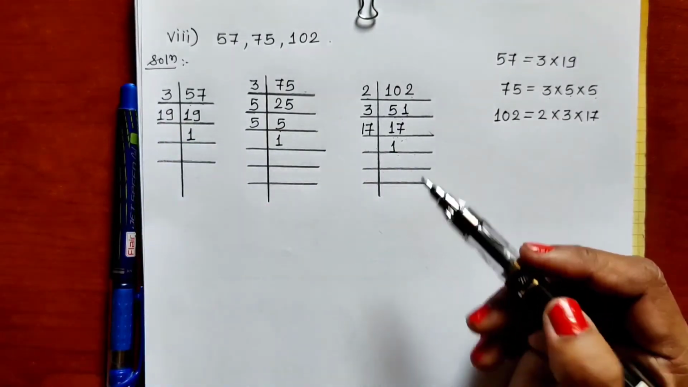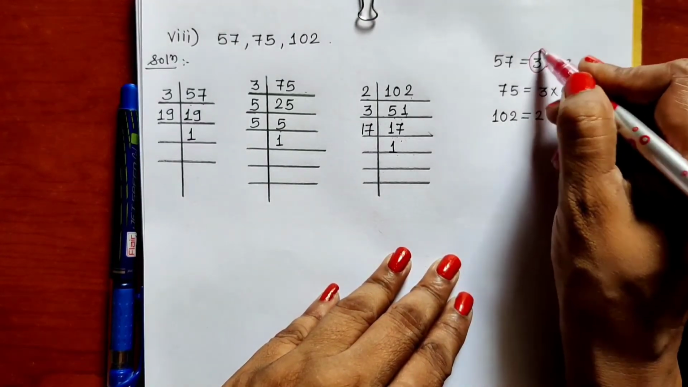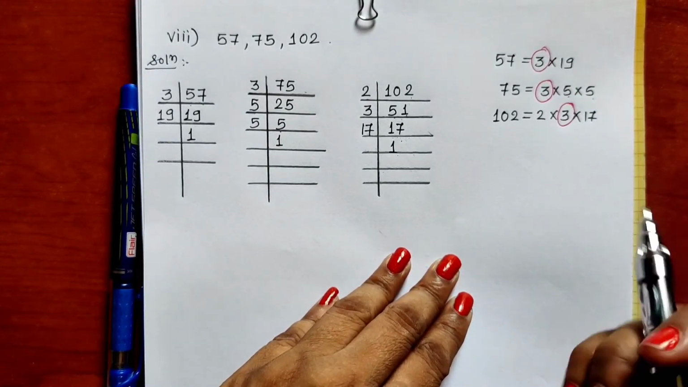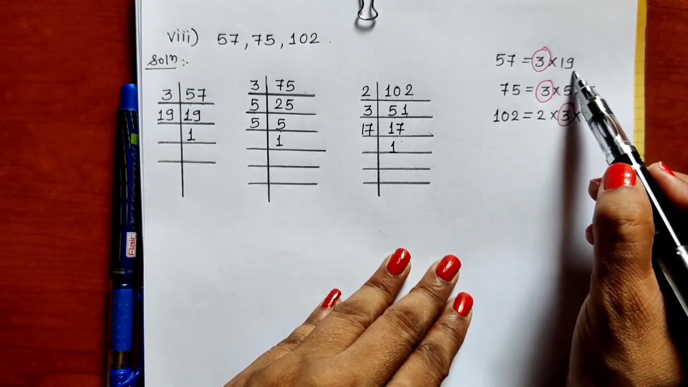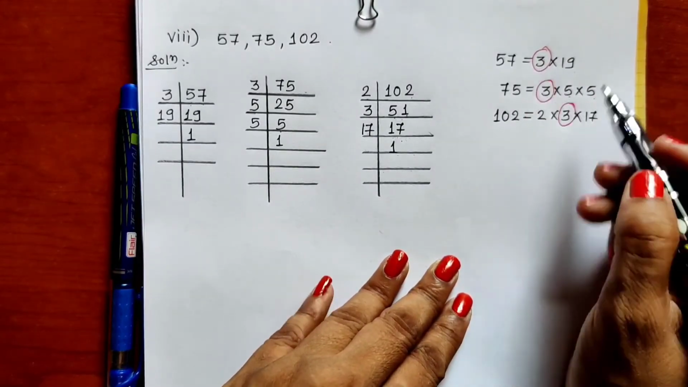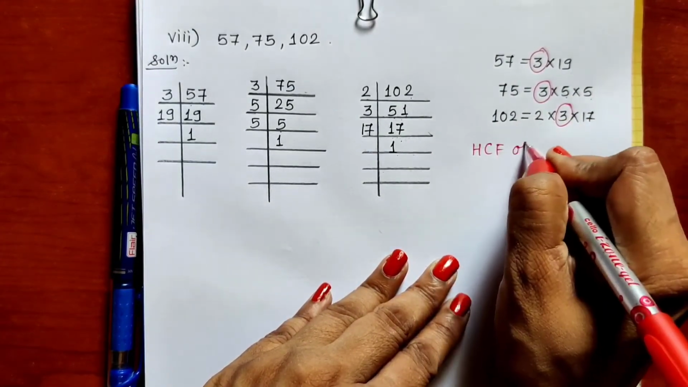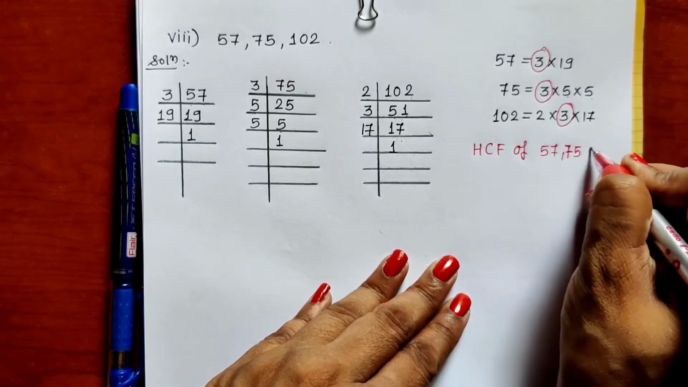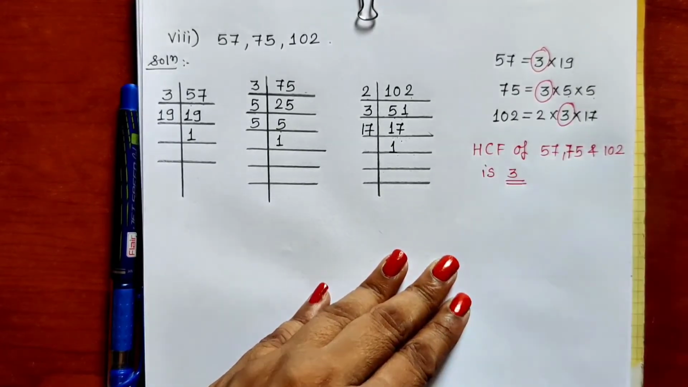19 ones are 19. Okay, so now let us find out HCF, common factors. 3 is there in 57, 3 is there in 75 and 3 is there in the 102. So 3 is the HCF, highest common factor, because here next factor is 19, here 5 and 5, here 2 and 17. No other common factor except 3. So HCF of 57, 75 and 102 is 3.